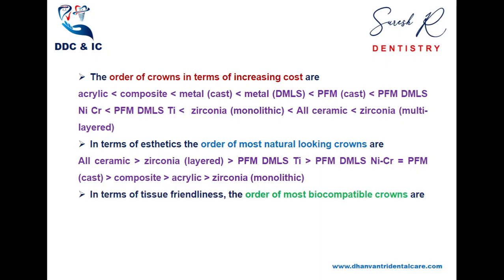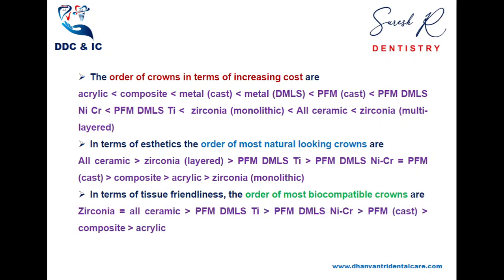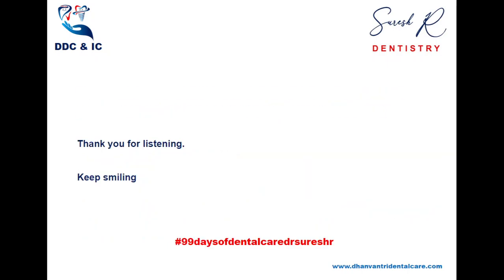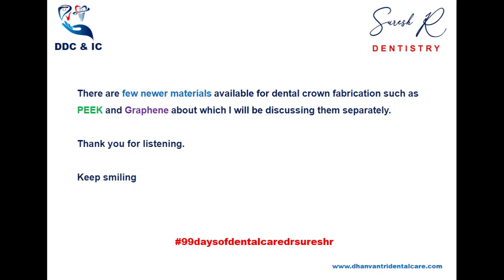In terms of tissue friendliness, the order of the most biocompatible crowns is zirconia and all ceramic. They are almost equal, and this is better than the PFM DMLS titanium, which is better than PFM DMLS nickel chromium, which is better than PFM cast metal, which is better than composite, and composite is better than acrylic in terms of tissue friendliness. Apart from this, there are a few newer materials available for dental crown fabrication, such as PEEK and graphene, about which I will be discussing separately.